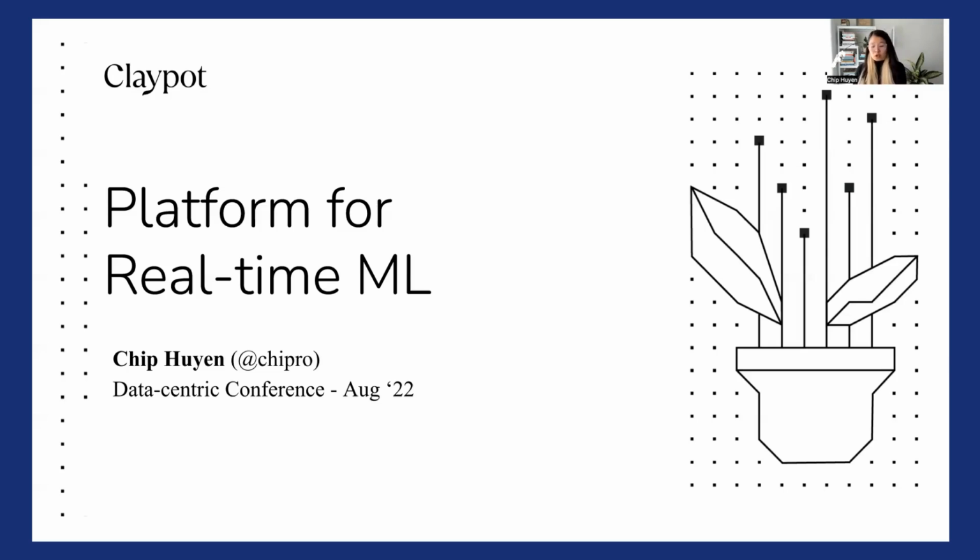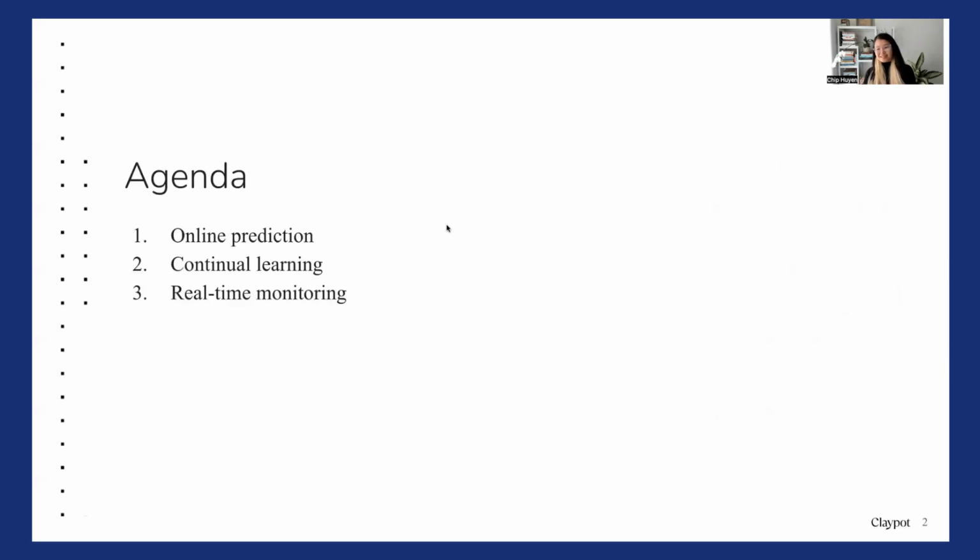Which means that to generate relevant recommendations, we have to look at each user's most recent activity, or in-session activity. Real-time machine learning is an approach to enable machine learning models to leverage the freshest data to make the most relevant predictions, and also to update or retrain itself to adapt to changing data distributions. That's the topic we're going to talk about today. We're going to cover three topics. First, online predictions, then continual learning, and then real-time monitoring, which is extremely important to enable continual learning.